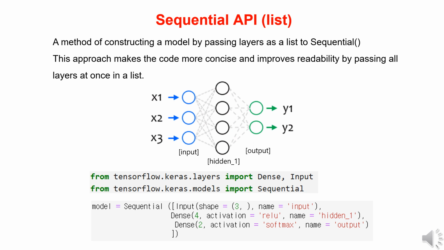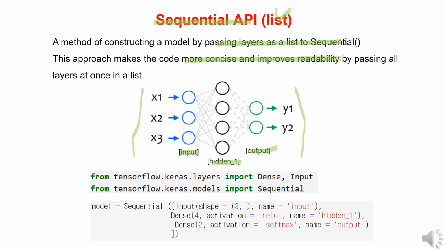Next, let's introduce the list method of the sequential API. The list method involves defining the model by passing each layer as a list all at once. This makes the code more concise and improves readability. Let's try implementing a simple neural network with an input layer, hidden layer, and output layer, just like we saw in the previous slide, but using the list method.